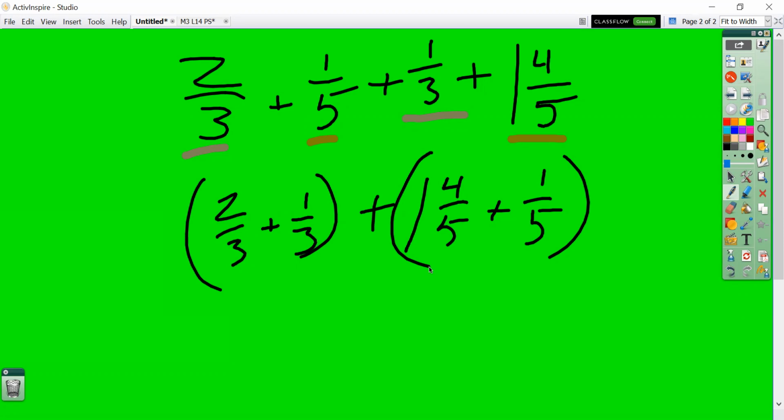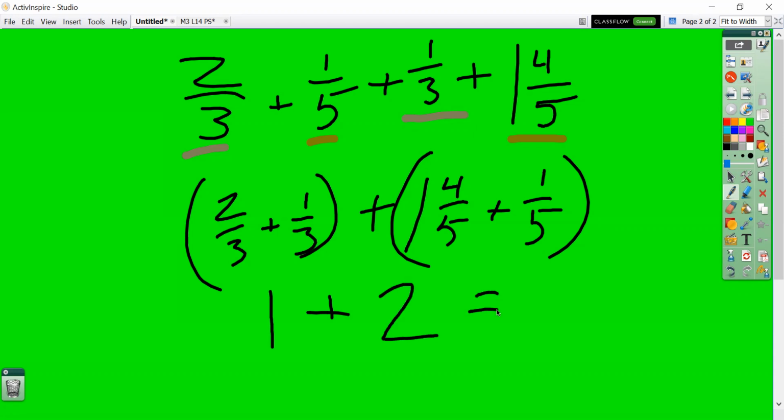We should be able to do this in our heads. We see 2/3 plus 1/3. When we get that together, we should have 3/3. Well, that's really just one whole. Over here we have 1 whole and 4/5 plus 1/5. If we add the fifths together, we get 5/5, which is another whole. And then we have 1 plus 1, so that should be 2.